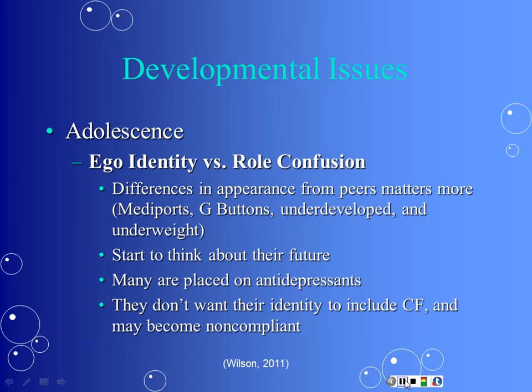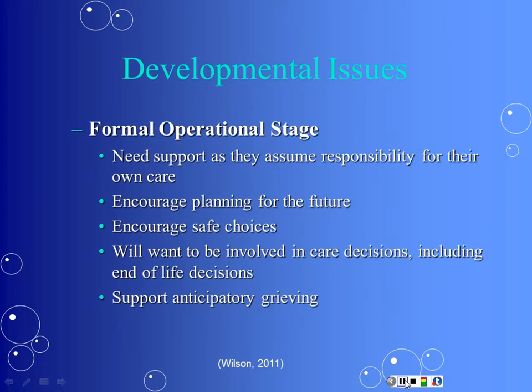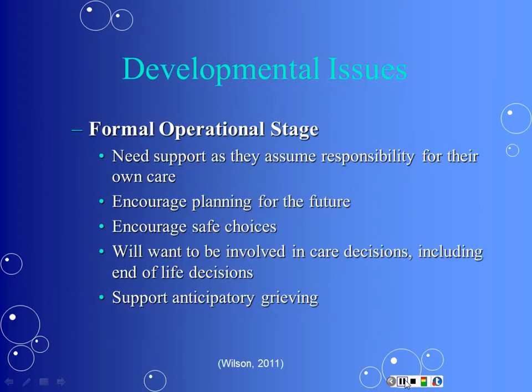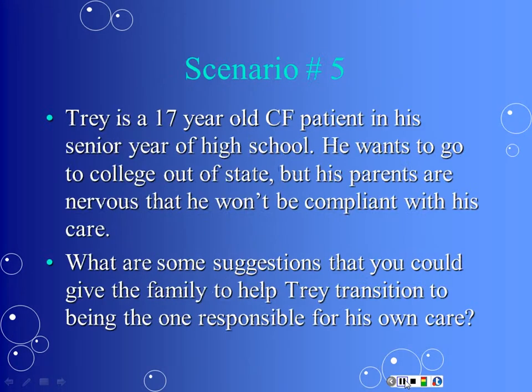They're starting to think about their future because you're in this whole identity versus role confusion, but they may think their future is kind of bleak, so they have them on antidepressants. They don't want their identity to include CF, so they don't want to be compliant. Then as they move into formal operations, planning for the future and safe choices matters, because they're already going to be risk takers, and if they think, well, I have CF and I'm not going to live that long, it may be exacerbated. Sometimes you will even include them in planning their own funerals and things like that, because that gives them control.